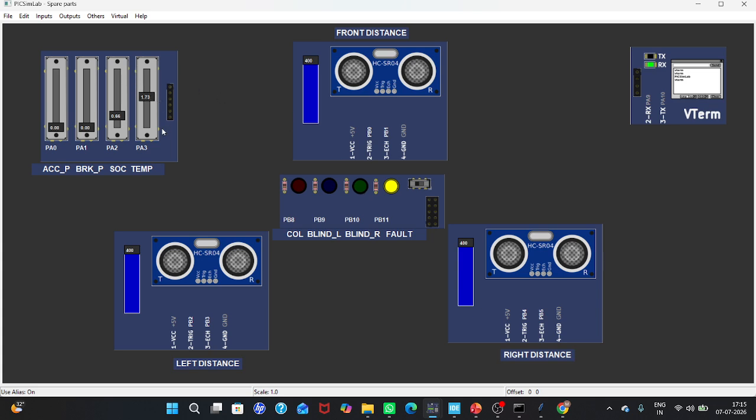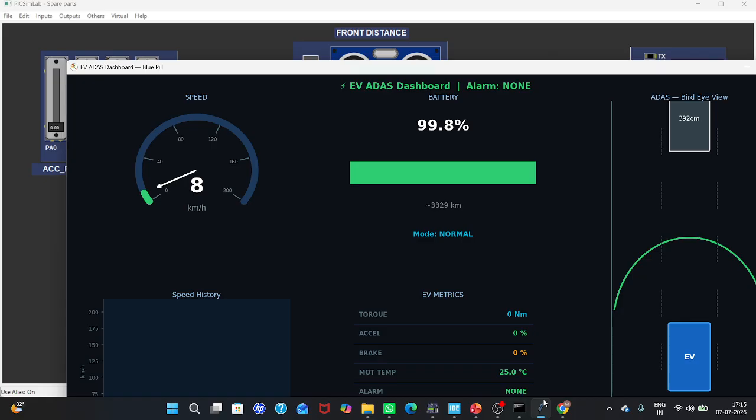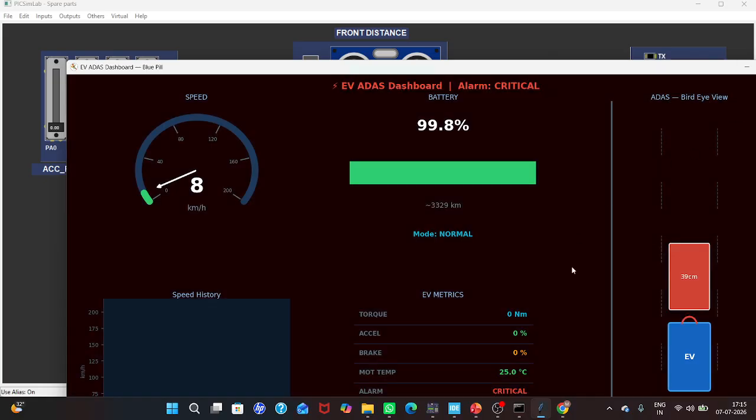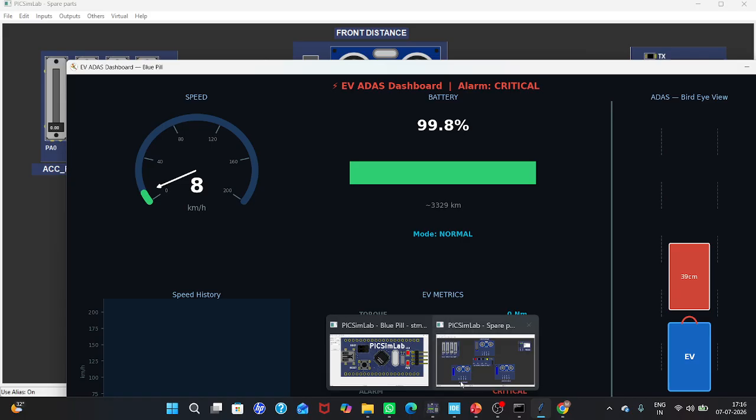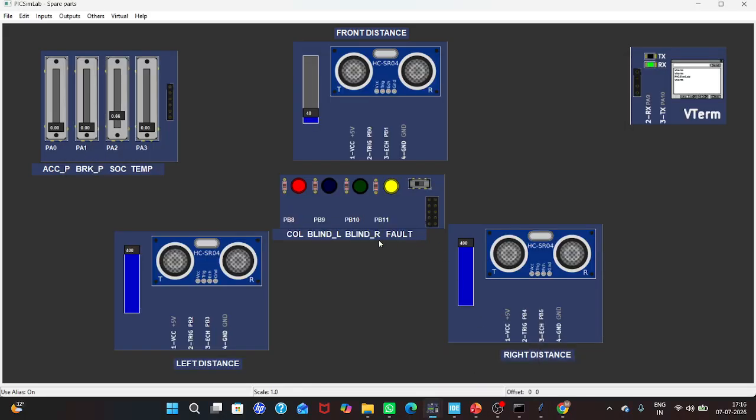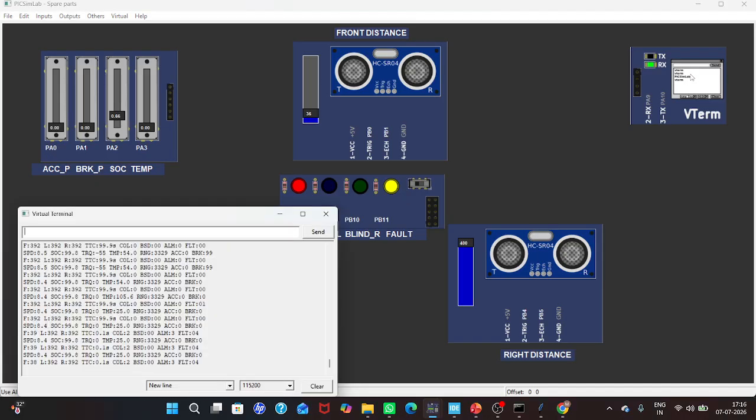When the project starts, the STM32 initializes all peripherals including GPIO, ADC, timers, UART, and PWM. Every 100 milliseconds, the ADC reads accelerator, brake, and temperature values. At the same time, the ultrasonic sensor measures distance around the vehicle. The EV control module processes the sensor values to calculate speed, torque, battery state of charge, range, and regenerative braking.